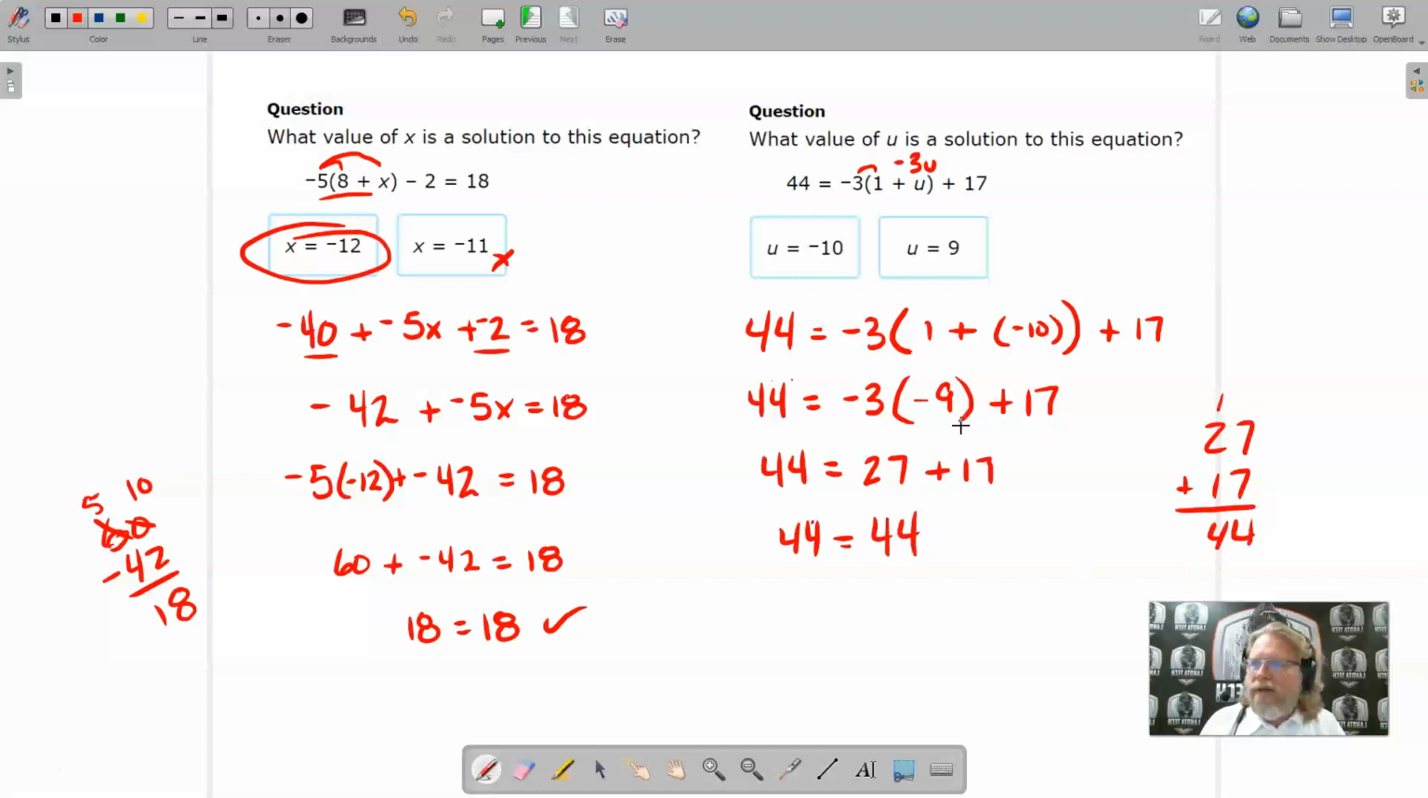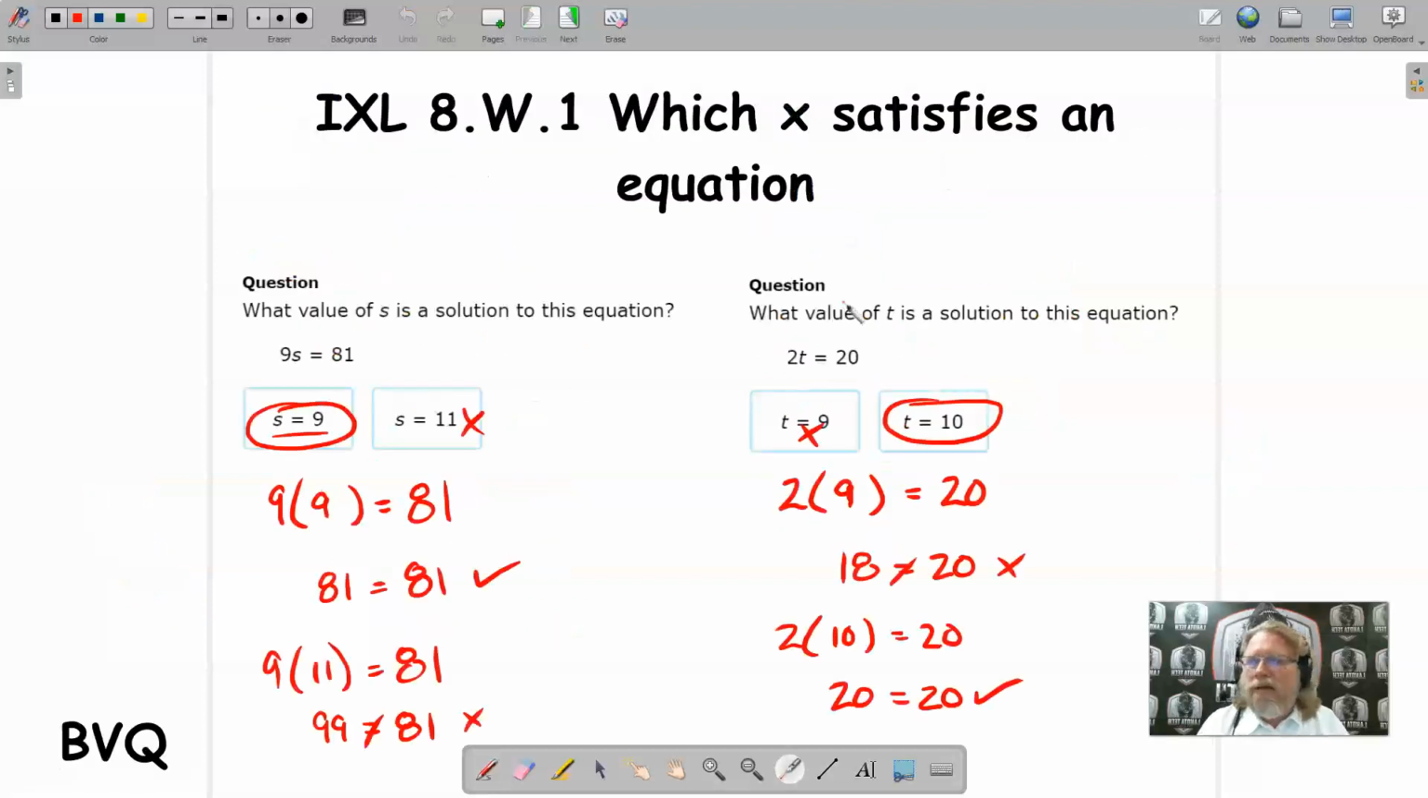And now we see this negative 9 showing up. Remember, this is what we plugged in right here, this negative 10. So this is the one that works out. So see, I intentionally got it wrong, so I wanted to demonstrate that even teachers mess up sometimes too. Do you believe me? Oh, got in a hurry. Happens sometimes. All right, so those are all of my examples for IXL 8.W.1, which x satisfies an equation. Good luck with your activities.